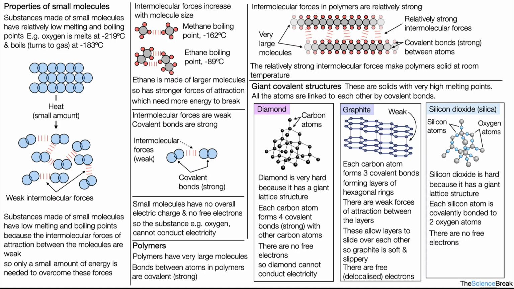There are also no free electrons for silicon dioxide. That means silicon dioxide cannot conduct electricity. So those are the 3 giant covalent structures we need to know about. I just want to add one more bit of information about those.